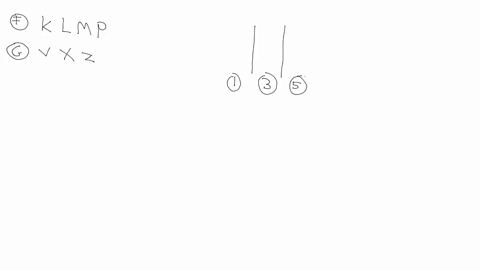Whenever you have something where one group is greater than the other, whether it be money or distance or something along those lines, it's going to have a linear component to it as well. And then we just have our two different groups. We have the F group, the K, L, M, and P, and then we have the G group, the V, X, and Z.